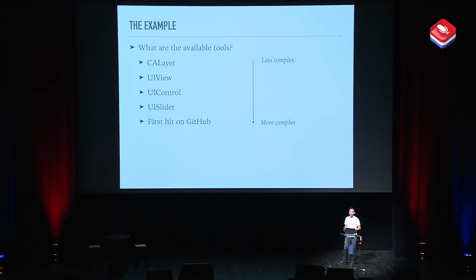Here comes the hard part. What is our foundation to build on top of? Well, CALayer is the lowest level graphical abstraction in the system, unless we were to build this in Metal, and I don't think that's a great idea.